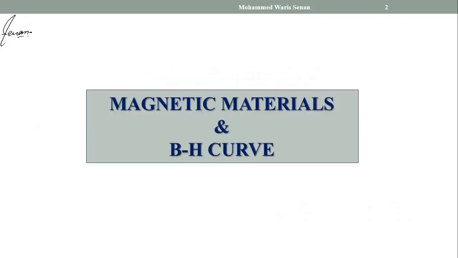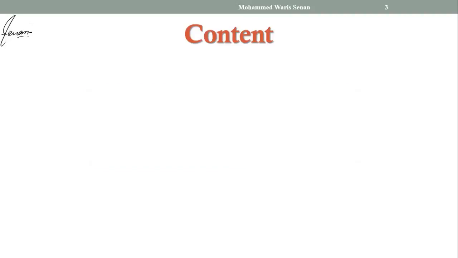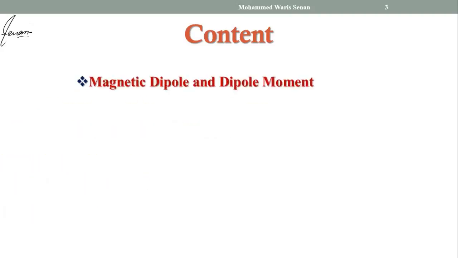In today's lecture, we'll be discussing magnetic materials and we'll draw the BH curve of ferromagnetic material. We'll be covering the following topics. Number one is magnetic dipole. We'll understand how a magnetic dipole is formed and we'll discuss what a magnetic dipole moment is.